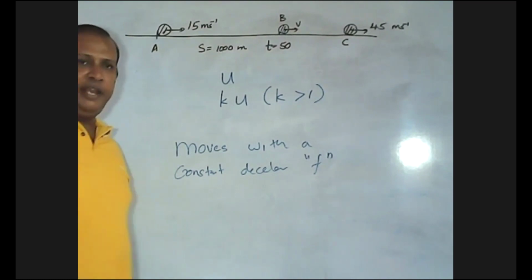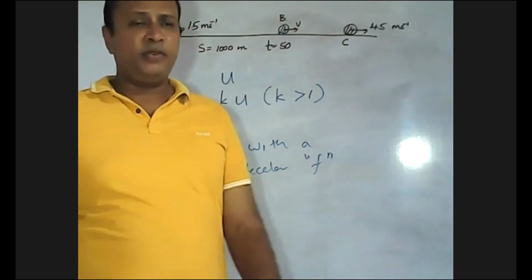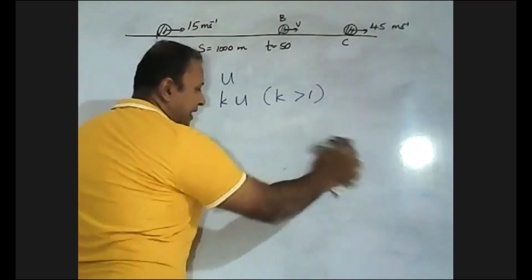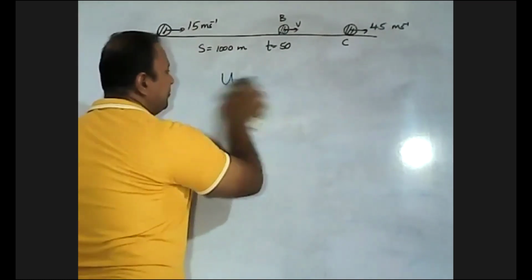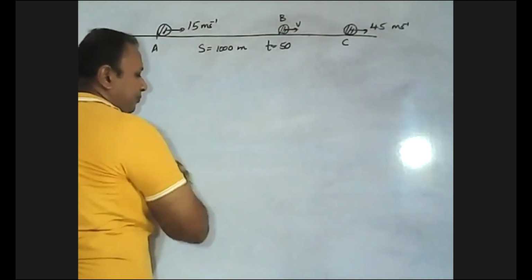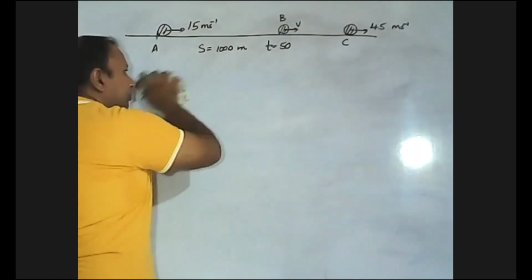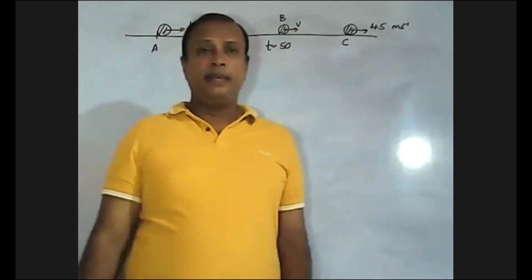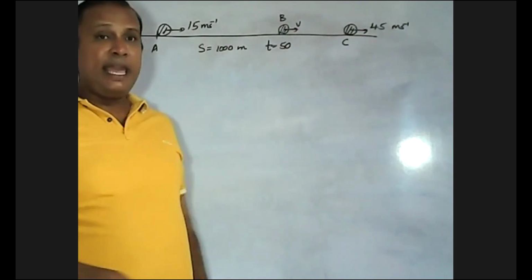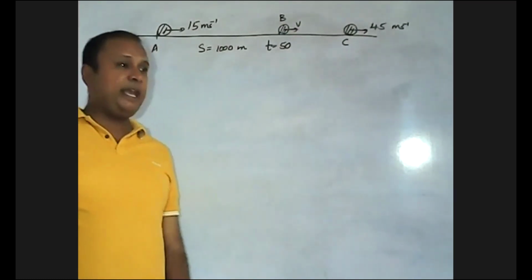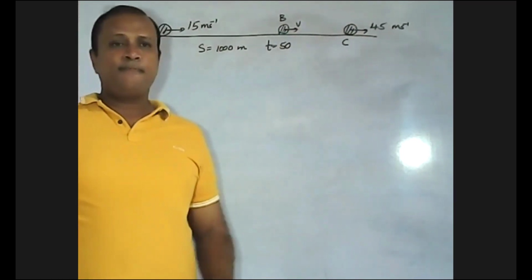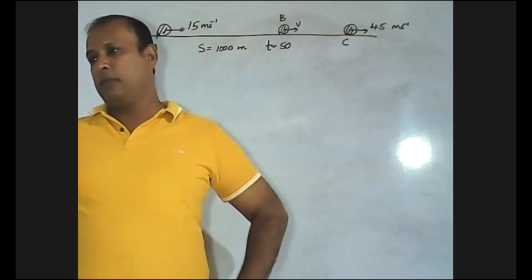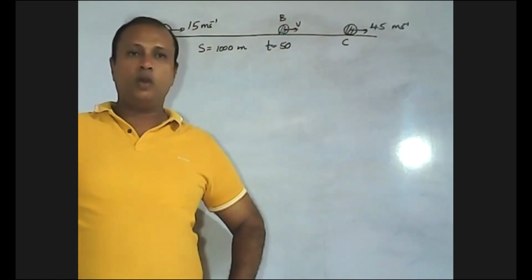The train A has the same constant speed throughout the motion.